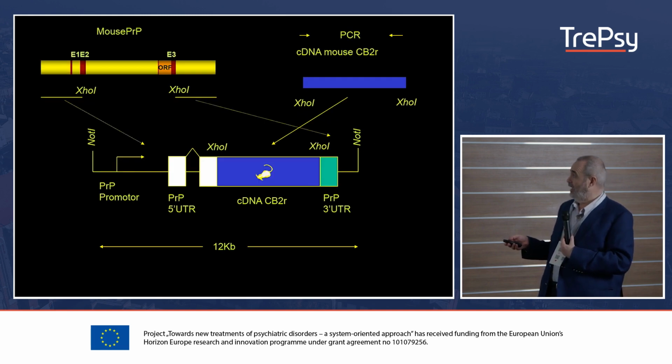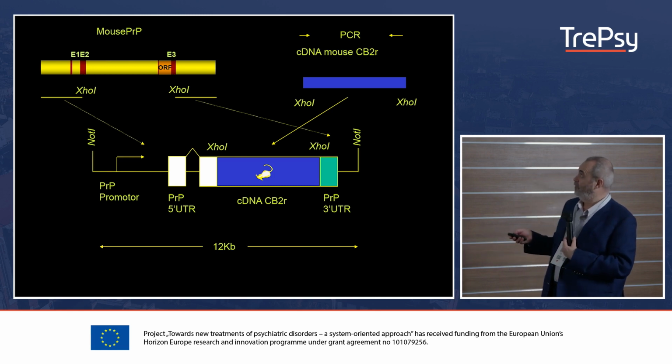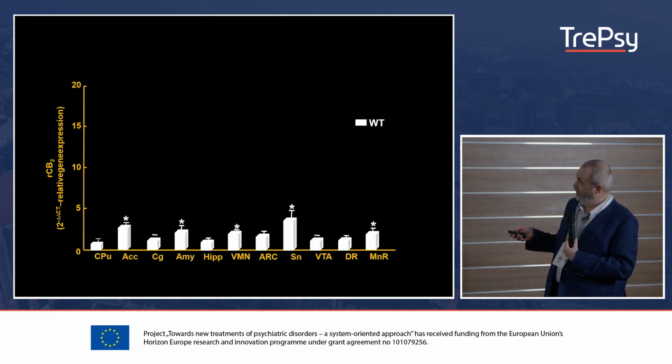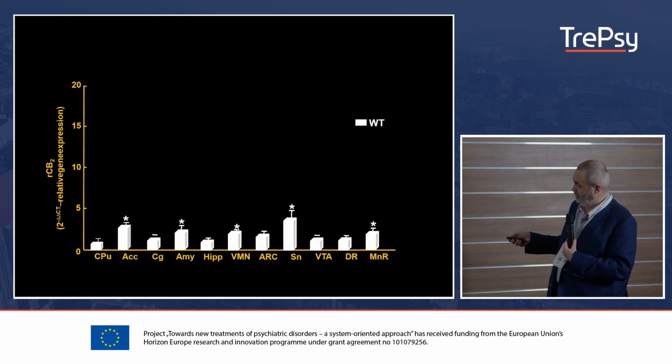So we built a CB2 mouse, a mouse overexpressing the CB2 receptor using a prion protein promoter, and after several years of different tests, we came out with one of these transgenes. We first described how the gene expression of the CB2 was under basal conditions in wild-type mice. As you can see, we used a punch technique coupled with RT-PCR, so we were able to do it in many different small areas.